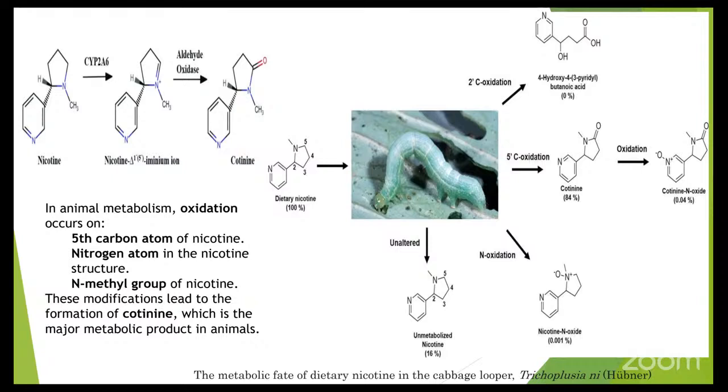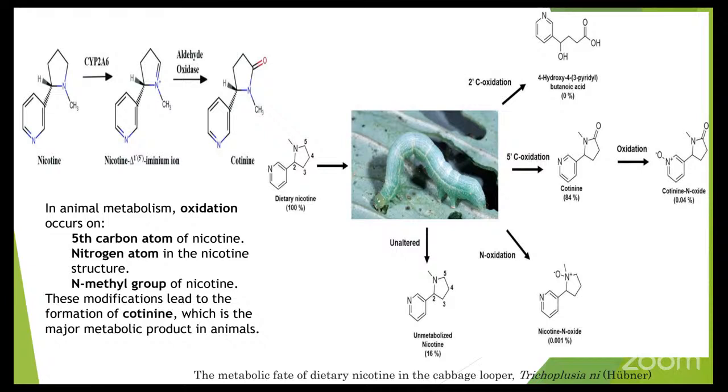And here the metabolism, we can see where the oxidation occurs on the fifth carbon. Nicotine is the active principle of the tobacco smoke, and as such, its metabolism has been studied extensively in man and animals. Oxidation occurs at the fifth carbon atom and the nitrogen atom and the N-methyl group of the nicotine to form cotinine. Here in the image, you can see the cotinine. Methylation on the pyridyl nitrogen atom also occurs to give nicotine isomethonium.